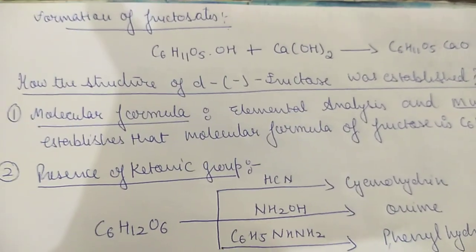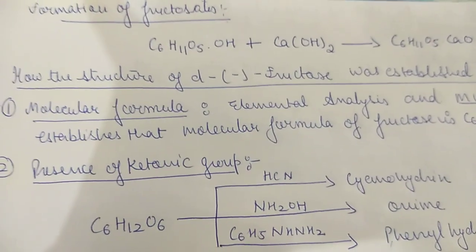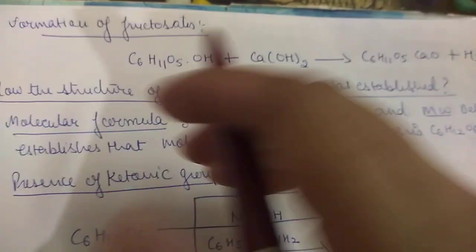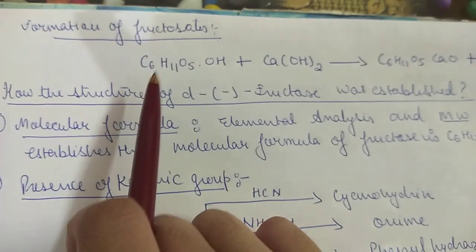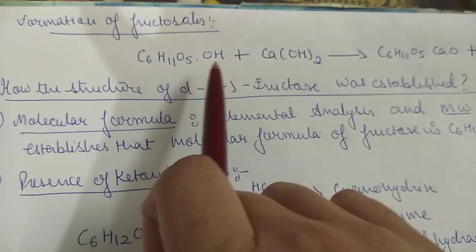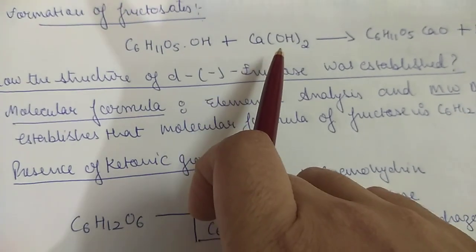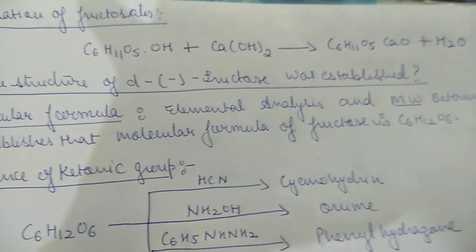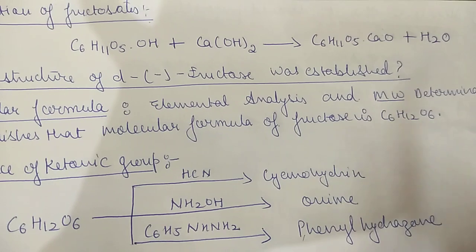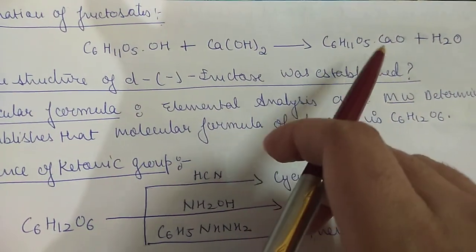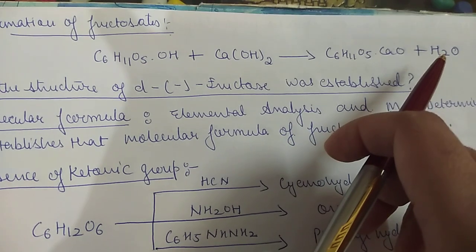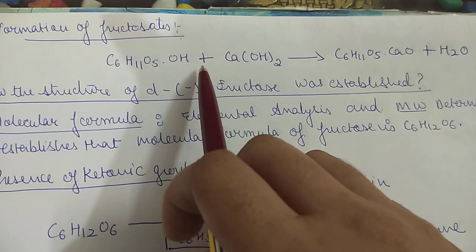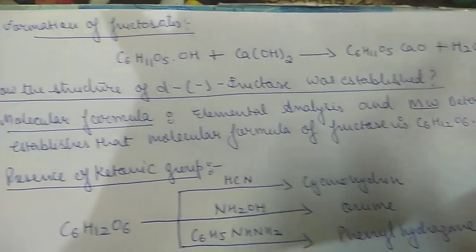We have done formation of fructosates yesterday. In the formation of fructosates, we have this fructose, C6H11O5OH, with a hydroxyl group. It reacts with calcium hydroxide and we get C6H11O5CaO. This is calcium fructosate plus water. Along with this we get a molecule of water. In calcium fructosate, the hydroxyl group is replaced by calcium oxide.